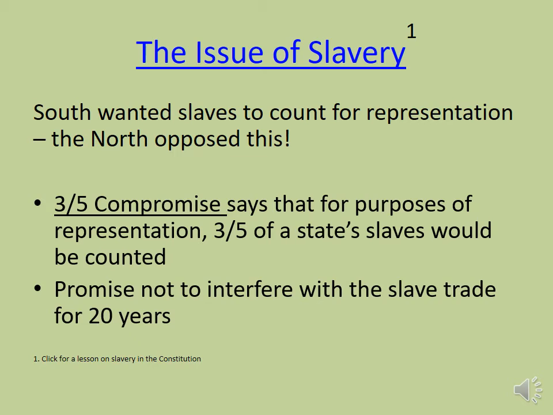So the compromise that came out of this, and obviously the northern states did not agree to that because they knew what was going on. The compromise was called the 3/5 Compromise, and it says that for the purposes of representation, 3/5 of a state's slaves would be counted. Okay, so for every 5 slaves, it would count as 3 people for the purpose of population count. They also promised, the Northerners promised the South, that they would not interfere with the slave trade for 20 years.